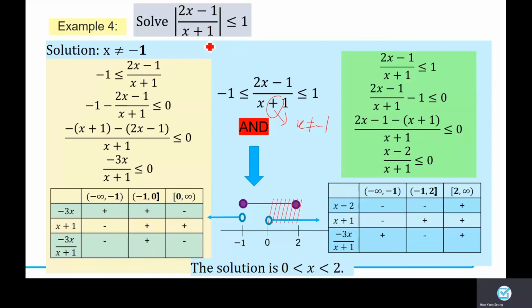Now, as usual, we separate into two parts. The first one is greater than negative 1, then the second one is the one less than 1.